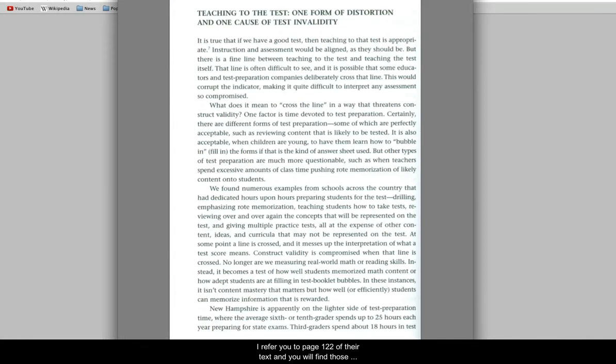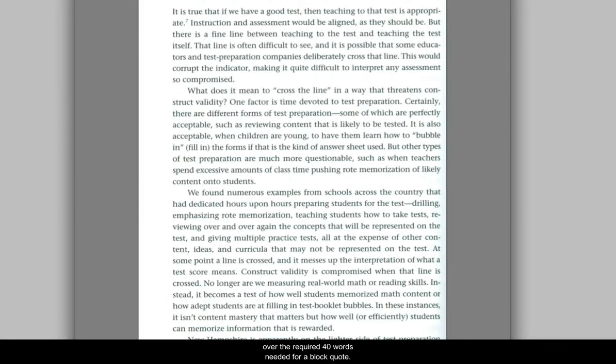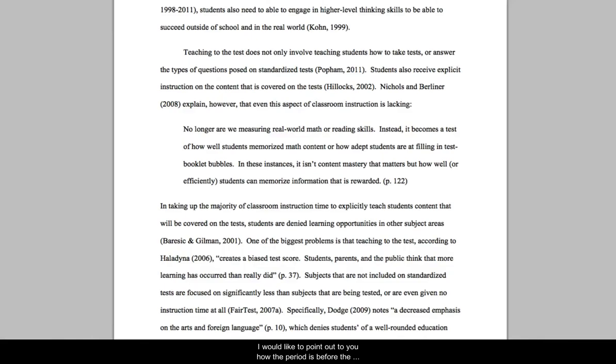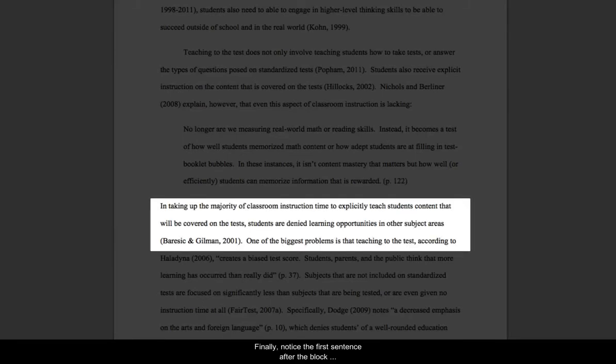I refer you to page 122 of their text, and you will find those exact words toward the end of the last paragraph. You will notice that this quote is 55 words in length, well over the required 40 words needed for a block quote. I would like to point out to you how the period is before the parentheses with the page number in it. Finally, notice the first sentence after the block quote. It is not indented and has a paraphrase which works very well to transition to the next topic of her paper.